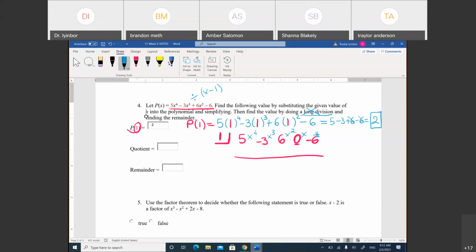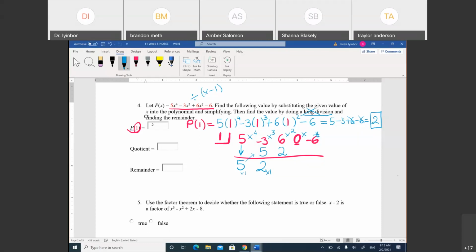So now let's go ahead and calculate the table. What you're doing, you're going to bring down the 5. Then you're going to multiply by the number in front. So 5 times 1 is 5, and you're going to add -3. So 5 plus -3 is what? 2. Then you're going to multiply by 1 one more time. That's going to be 2. And then you're going to add 6 plus 2 is 8.